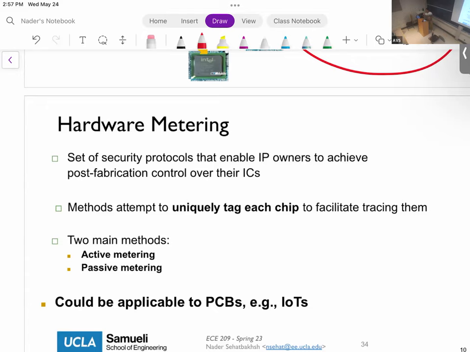There are two main methods for doing this. There is an active metering method and there is a passive metering method. I'm going to give you an example of each one. There are a whole bunch of different ways within active and passive. We don't have time to go over them. If you're interested, definitely go and read more about them.